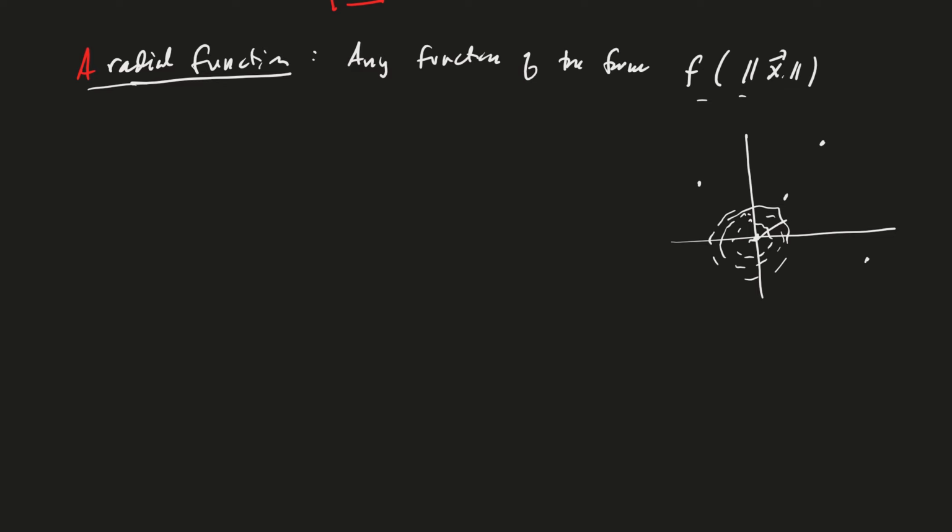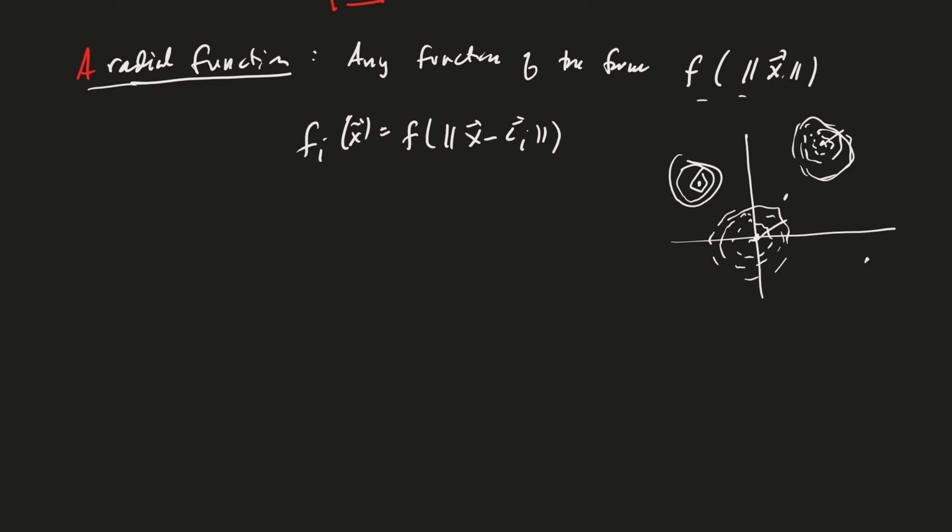And then if we take, since we're going to be using f sub i of x, that's going to be f of x minus ci. And so in that case, the function f is going to have the same value at all the points along some fixed radius from ci. And so you can kind of see why these are called radial basis functions. I should say radial functions.